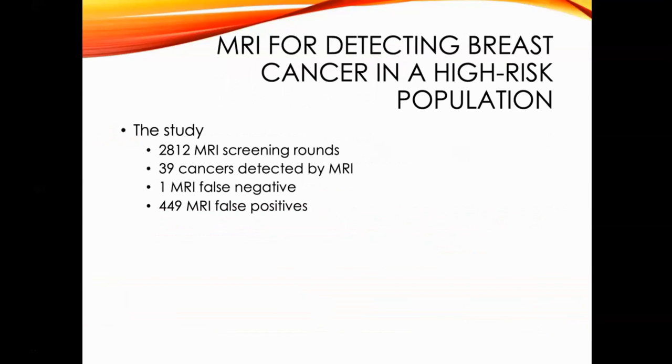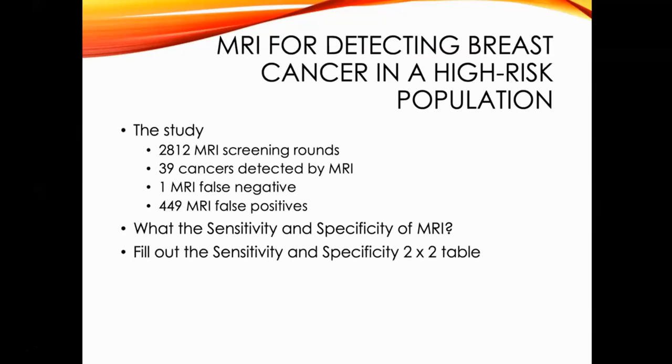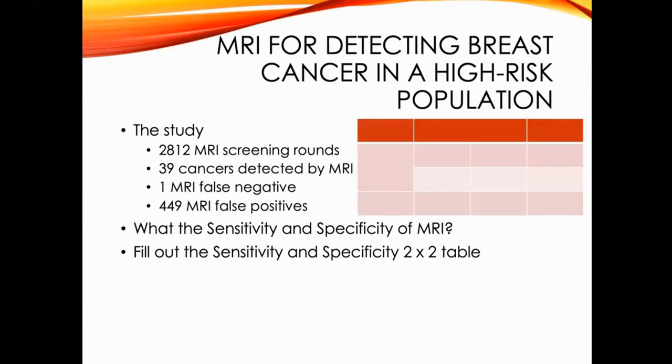So let's get started by looking at the sensitivity and specificity of MRI for detecting breast cancer in a high-risk population. I took these numbers from the paper, and you can do the same. And we're going to use them to answer the question, what is the sensitivity and specificity of MRI for detecting breast cancer? So if you go to your worksheet, this is example number 1, and we're going to start by filling out the sensitivity and specificity 2x2 table. So I have one here and you have one in your worksheet, and we're going to fill them out together.